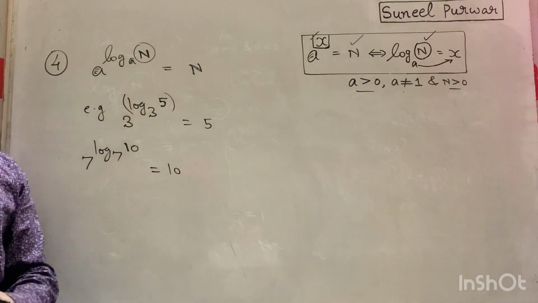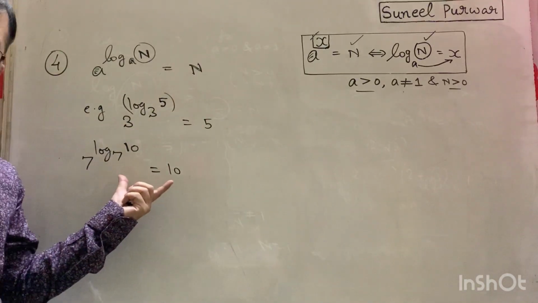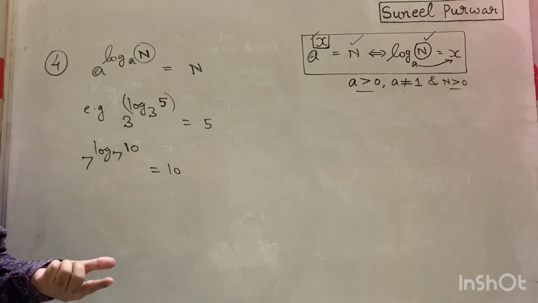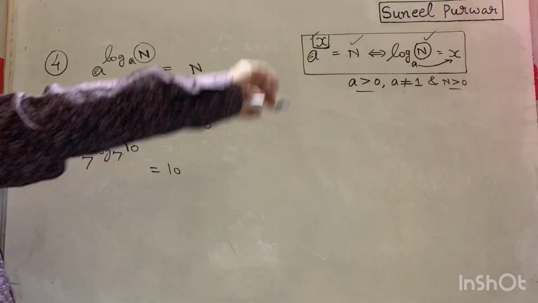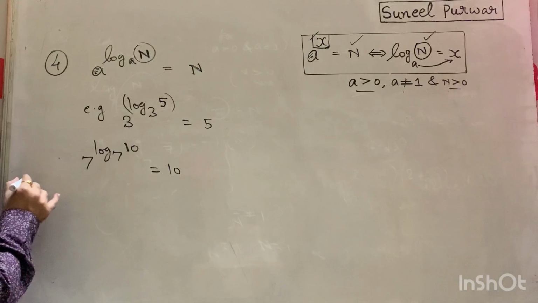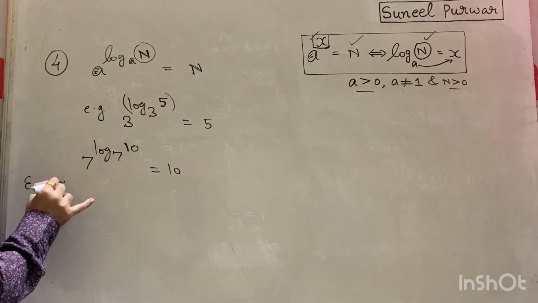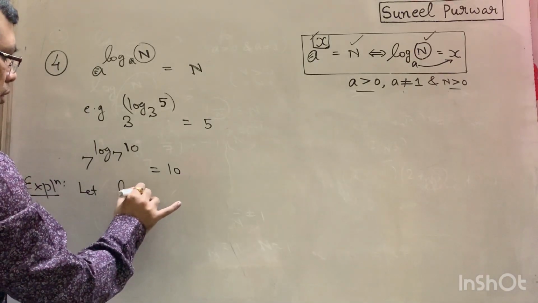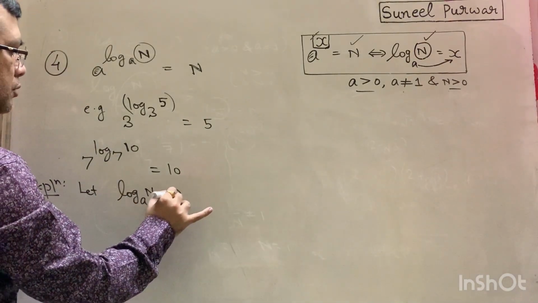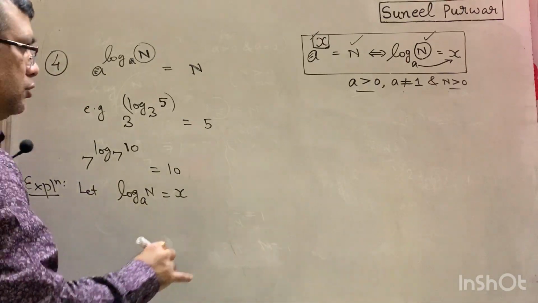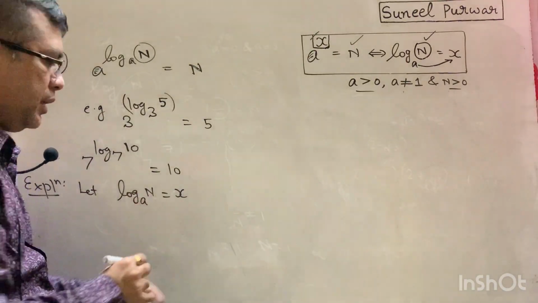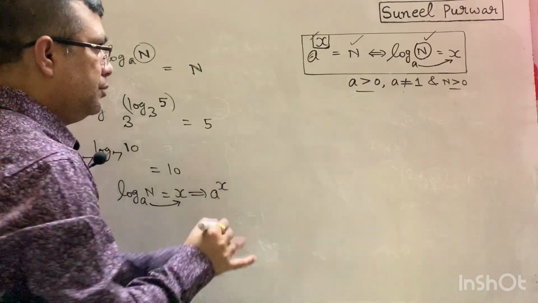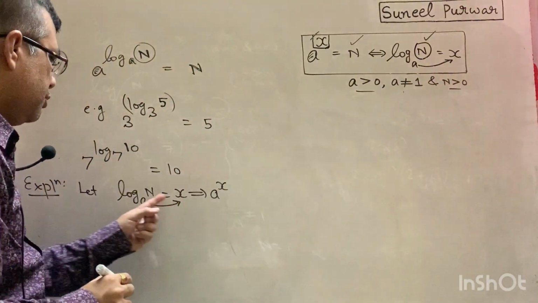Now it may look demanding at the beginning, that how is this possible, this value is 10, but it is very simple, from the basic definition only. So what's the logic here? Let log of n base a equal to x. So when you say log of n base a equal to x, it means a to the power x equal to n.